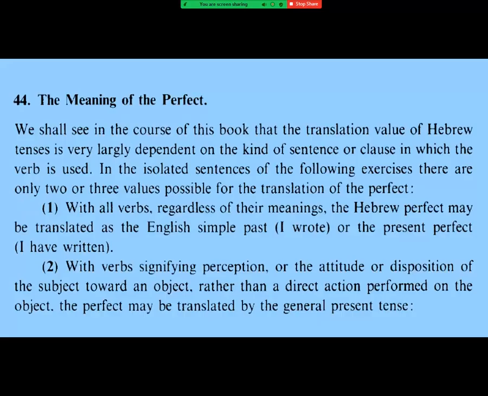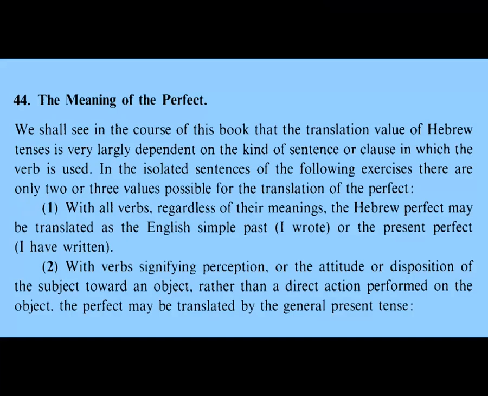Okay, section 44, the meaning of the perfect. We shall see in the course of this book that the translation value of Hebrew tenses is very largely based on the kind of sentence or clause in which the verb is used. I just mentioned the perfect is going to be the past tense, and it sometimes is, but sometimes not. So here are the different possibilities.